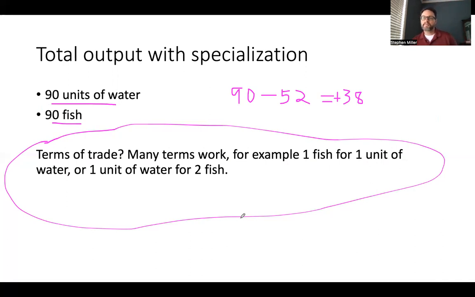But there's other possibilities, right? So there are many terms of trade that could work in this example. So they could trade one fish for 1 unit of water. So the jock trades 45 liters of water for 45 fish, and they each have 45 and 45. That could work. Or the thing is, even if the terms of trade were 1 liter of water for 2 fish, this could work.